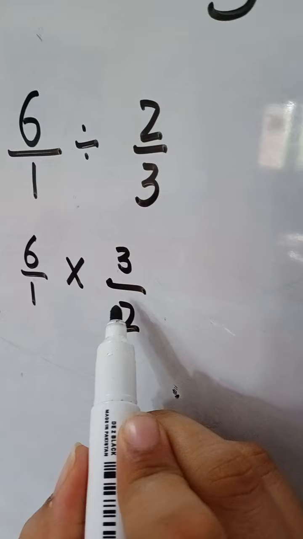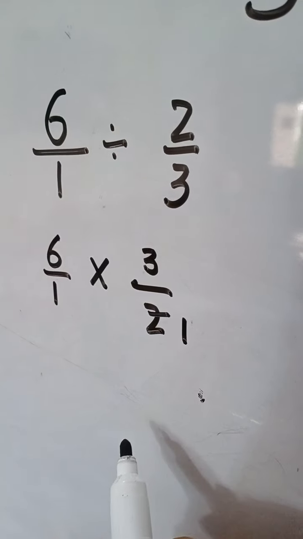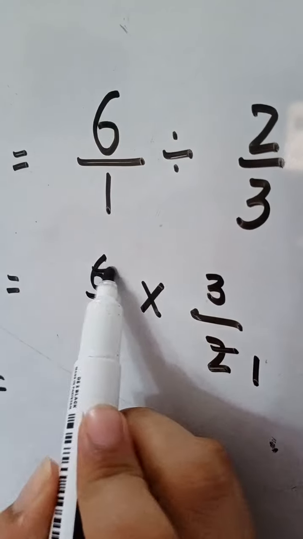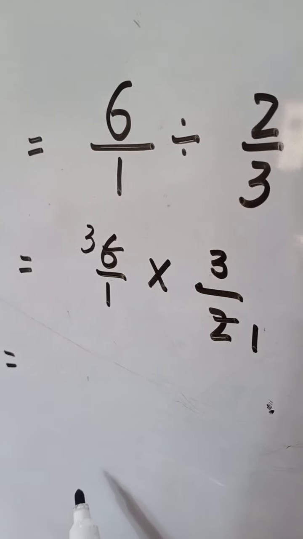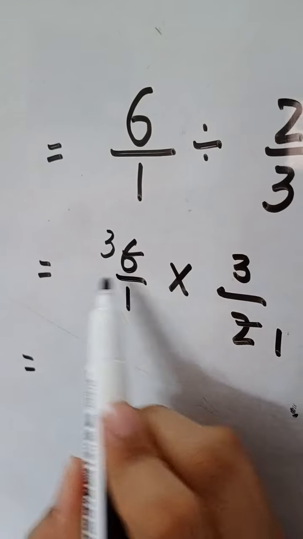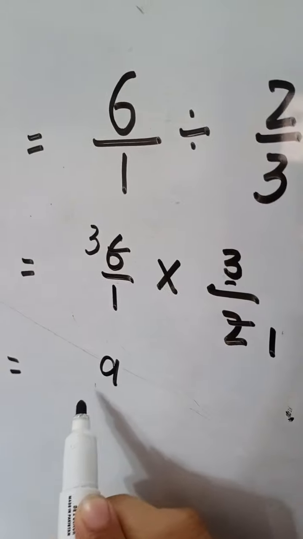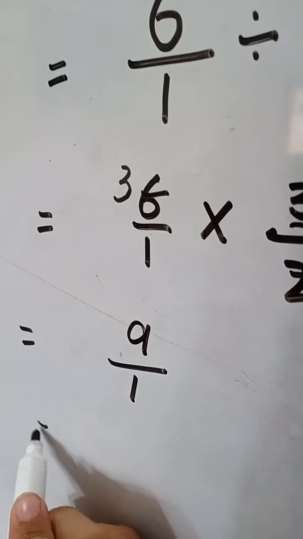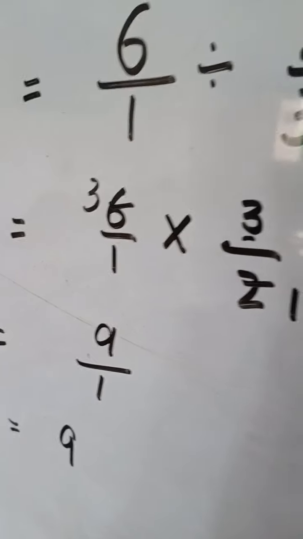You can see 2 and 6 can be simplified on the same table. 2 1s are 2 and 2 3s are 6. No more simplification. So 3 3s are 9 and 1 1 is 1. 9 by 1 can be written as 9.